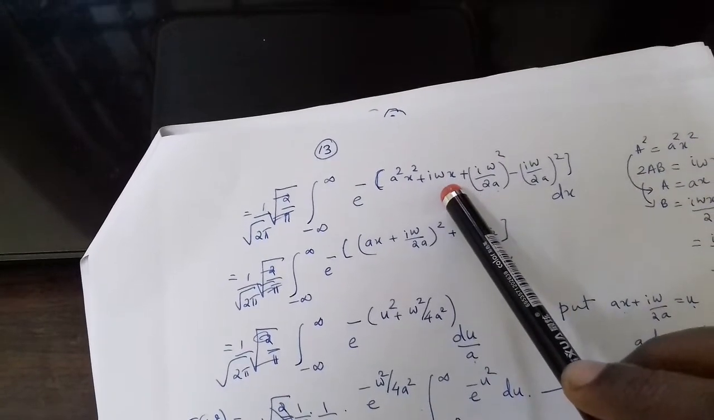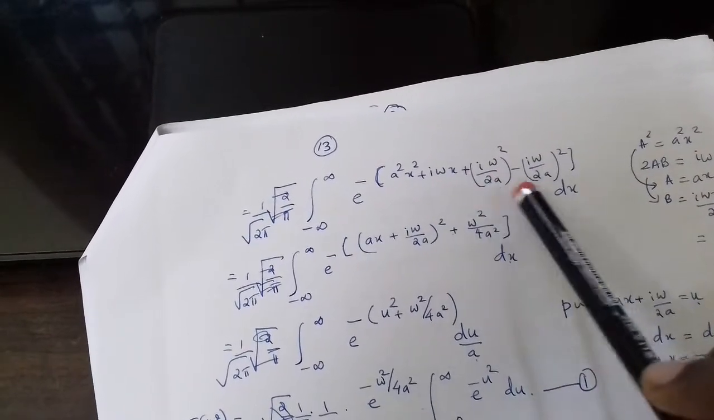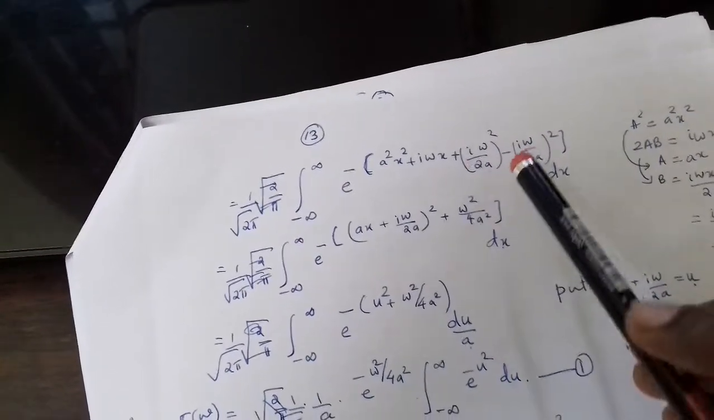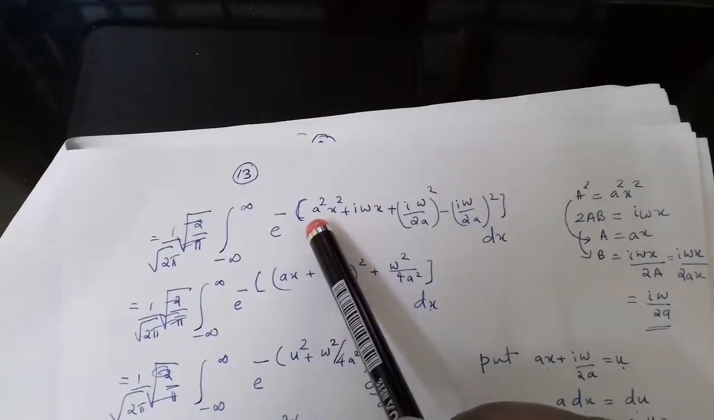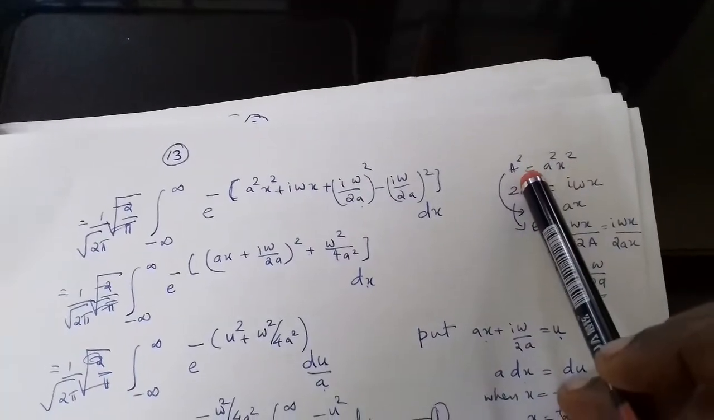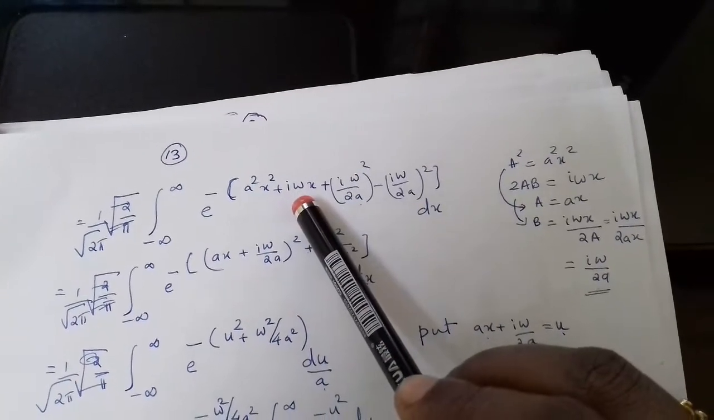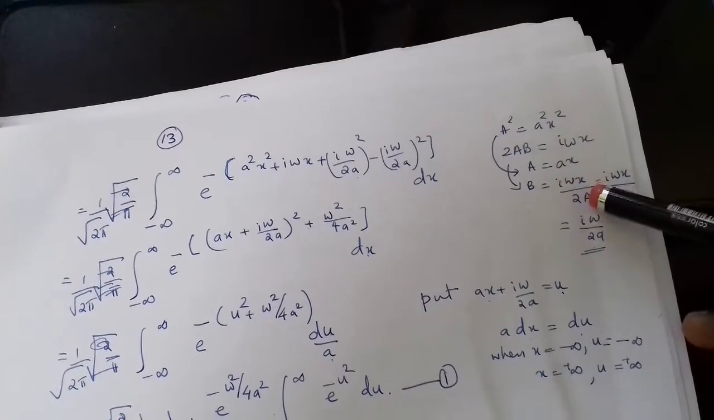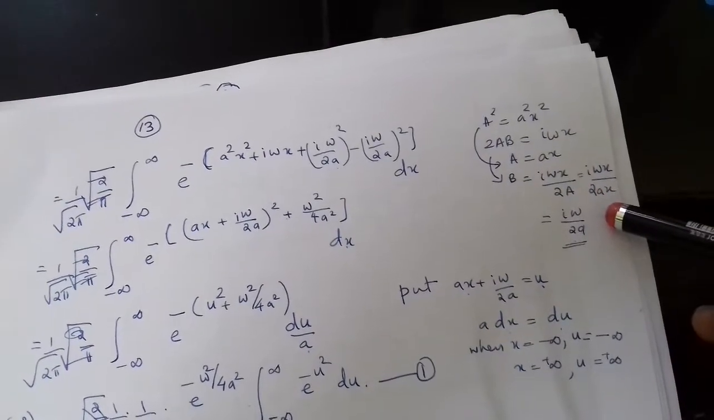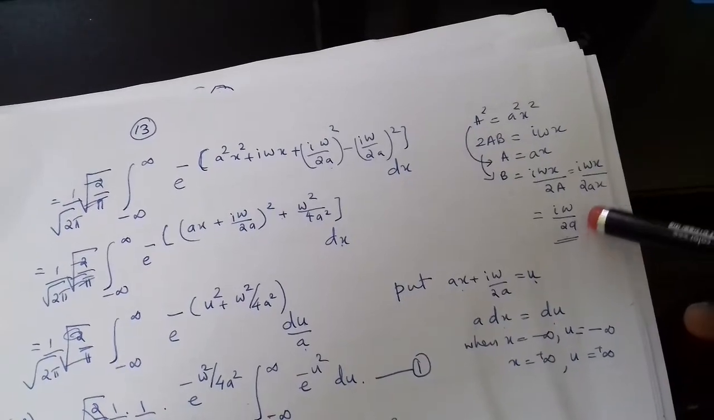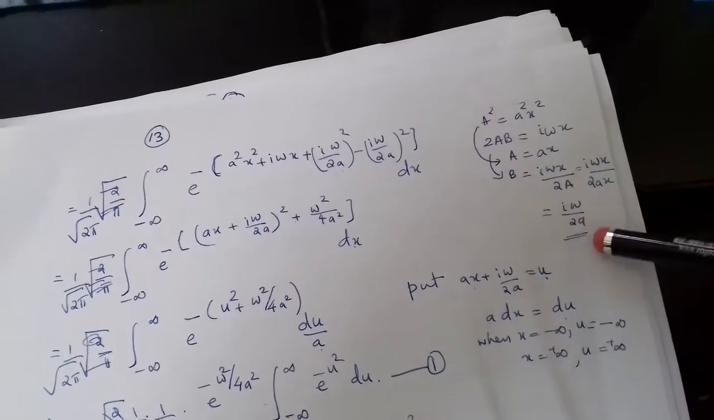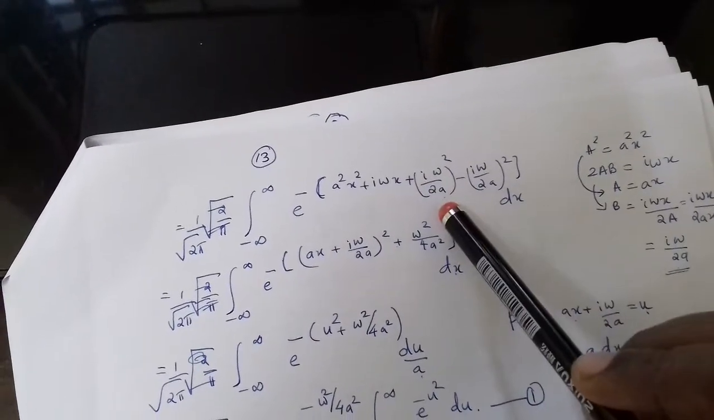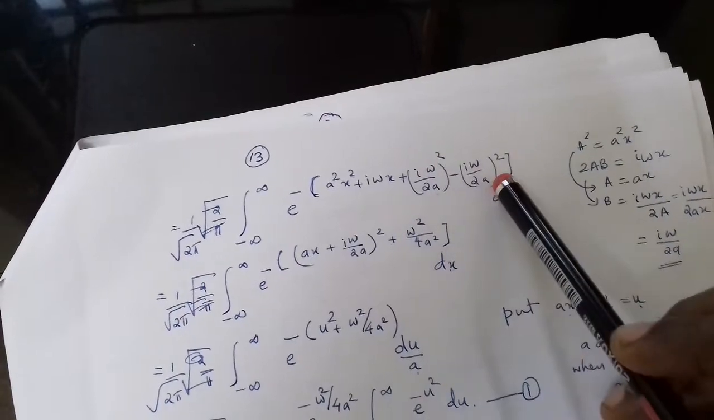i omega x. So make it as a perfect square, we have to arrange, that is add and subtract a term. Take the first term as a square, a square x square, and write the second as 2ab, i omega x. So a is ax, so b will be i omega x by 2ax, that is i omega by 2a. So b is i omega by 2a. So a square plus 2ab plus b square, so i omega by 2a the whole square, add and subtract.